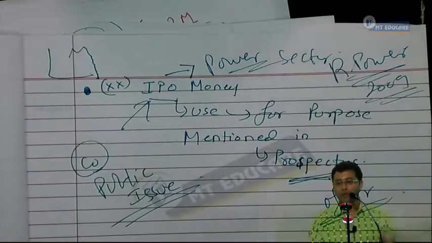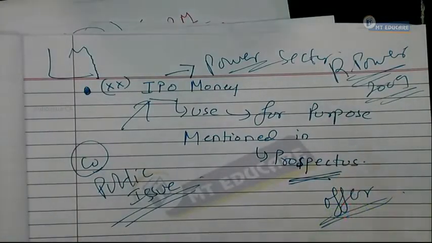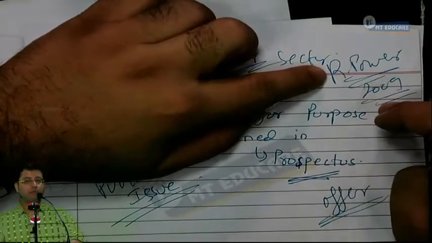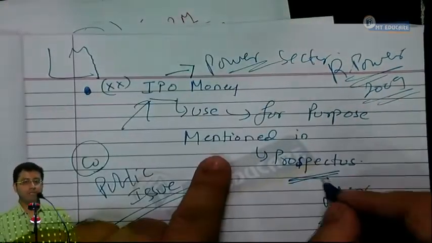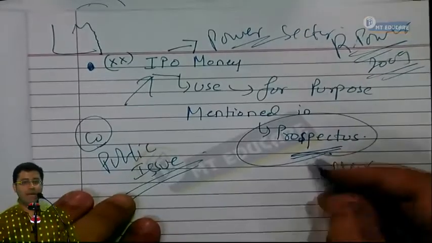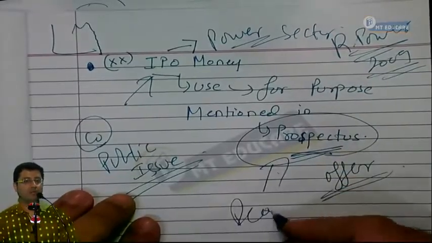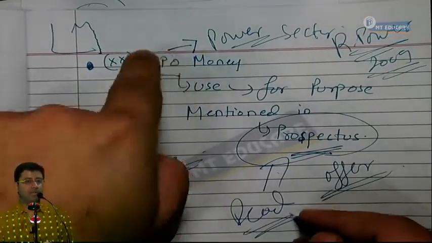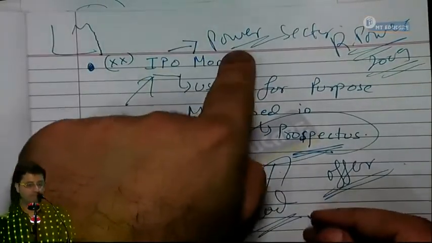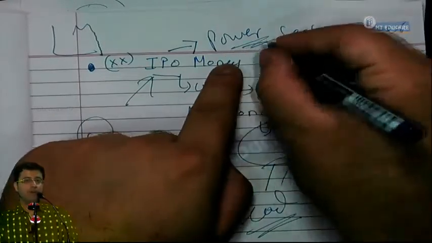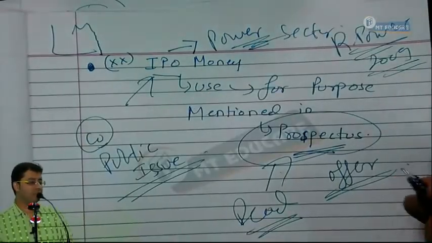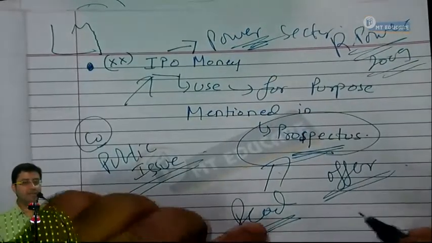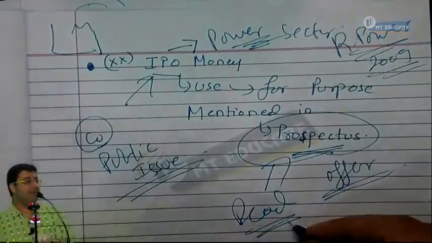Same as the term loan point. If you are taking a term loan, you should use it for the purpose for which you are taking it. Likewise, IPO money should be used for the purpose which is specified in the prospectus. An auditor should always read this prospectus. And after reading it, if an auditor does not report this point, and the money meant for the power sector was used to make Anil Ambani's home instead, then the auditor will be held guilty for that.